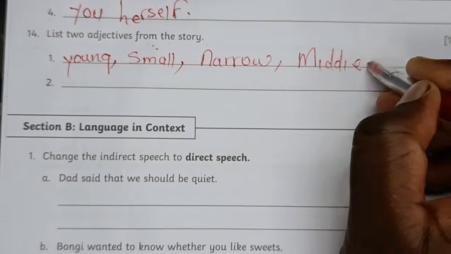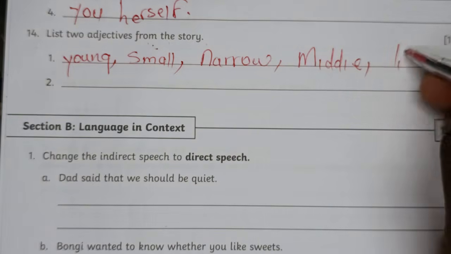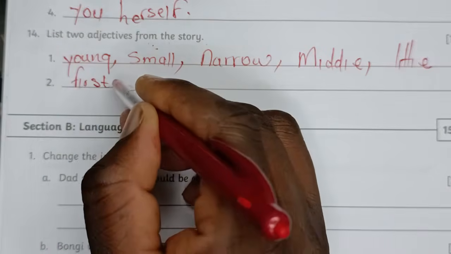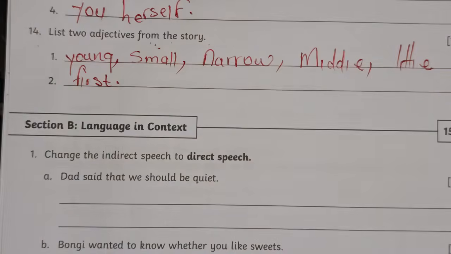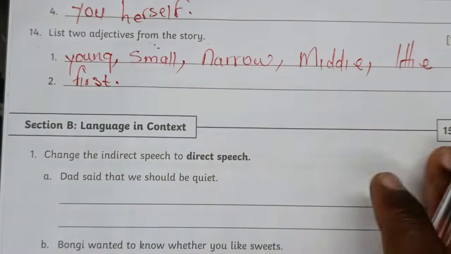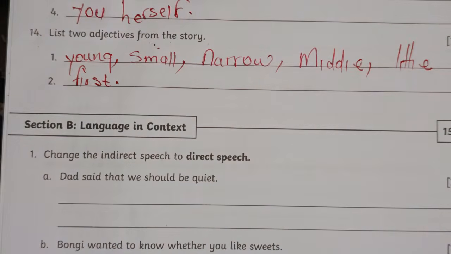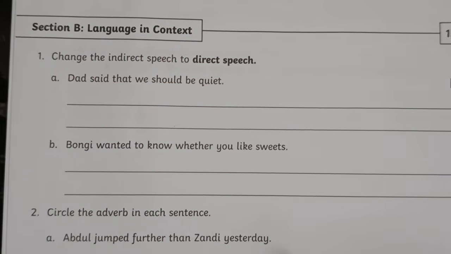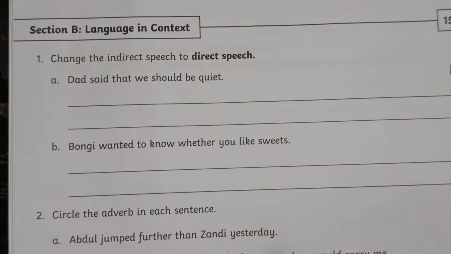Middle is an adjective. Little is an adjective. First is an adjective. But remember, they want 2. If you got any of these 2, you are correct and you got it right. All right, let's quickly move to section B.